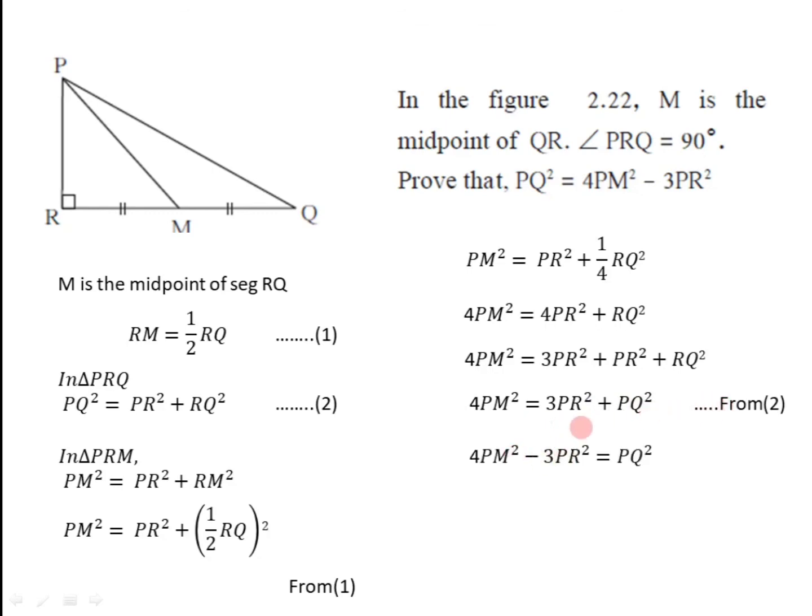Now if we take 3 PR square to the left hand side, it will become minus. So 4 PM square minus 3 PR square is equal to PQ square. If we interchange the sides, we get PQ square is equal to 4 PM square minus 3 PR square. That is what we wanted to prove. PQ square is equal to 4 PM square minus 3 PR square.